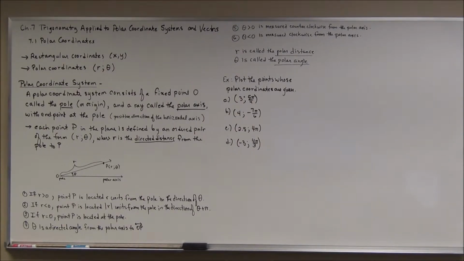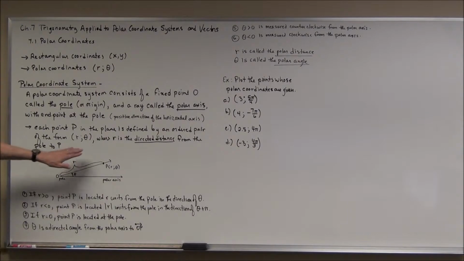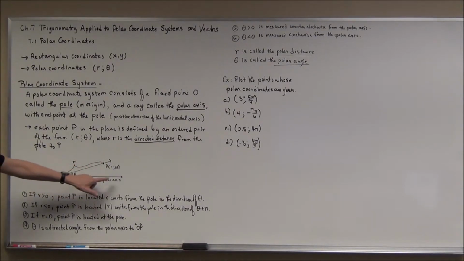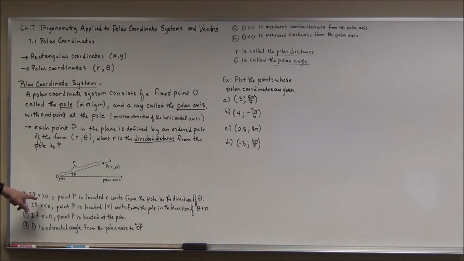Each point, which we'll call point P, in the plane is defined by an ordered pair in the form again, r; theta, where r is a directed distance from the pole to the point. So that's this distance right here. Notice how I tried to draw the polar axis horizontal, and notice here the way I have my angle theta. If r is greater than 0, remember it's a directed distance, if r is positive, then point P is located r units from the pole in the direction of our angle theta.